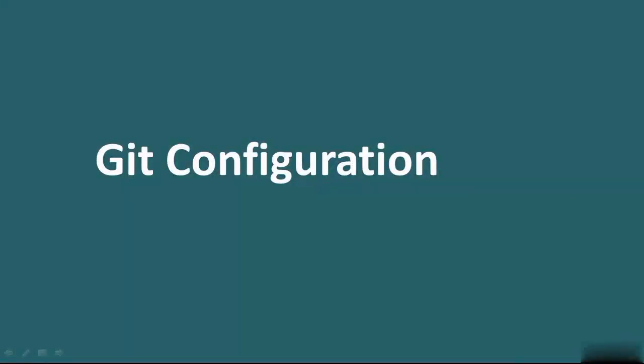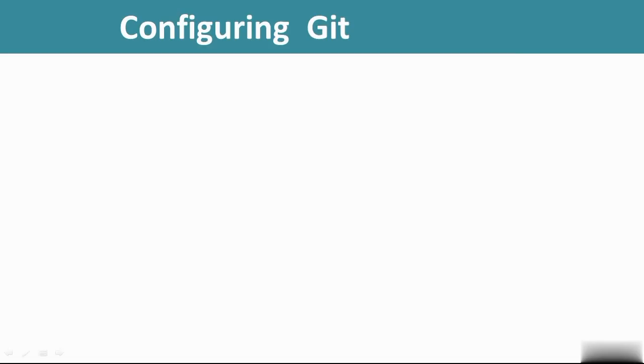In this lecture, I'm going to walk you through some basic Git configuration. There are 3 places that Git stores configuration information. And depending on how widely we want those configurations to apply, we can choose which option we want.